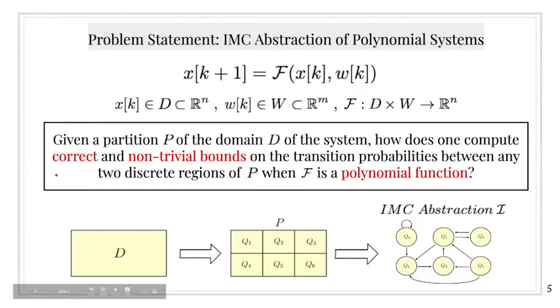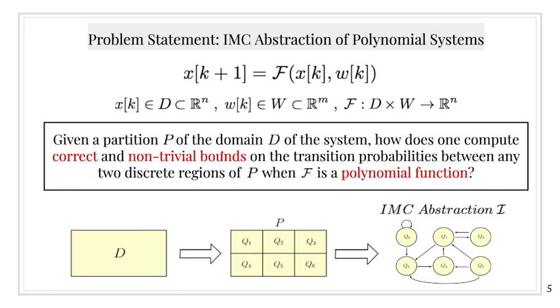Now, the next question is, how do we compute these bounds on the transition probabilities that we just discussed between any two discrete regions of the state space to generate an IMC abstraction? It turns out this problem is not easy to solve for general dynamics. Recent papers developed efficient IMC abstraction algorithms for the class of affine and disturbance linear systems and affine and disturbance mixed monotone systems. In our paper, we address this problem for the class of polynomial systems.